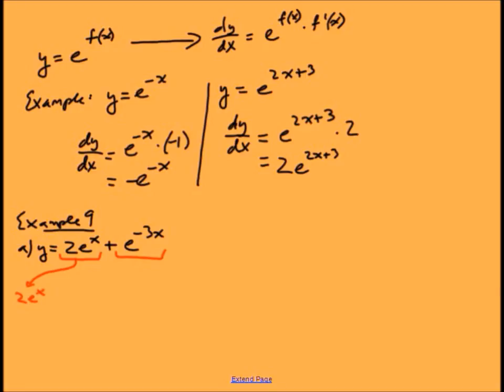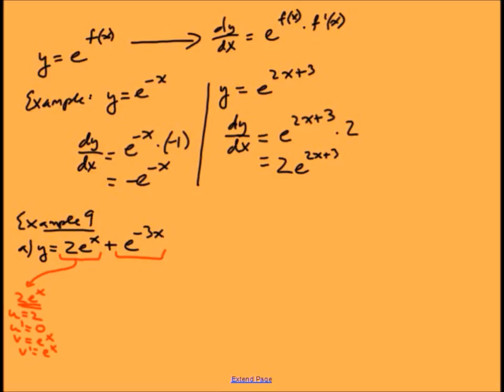Okay, if we were not sure what the derivative of that is, but we do know that the derivative of e to the x is just e to the x, then we could use the product rule. So we could say u is 2 and u dash, the derivative of a constant, is just 0. V is e to the x and v dash is just e to the x.